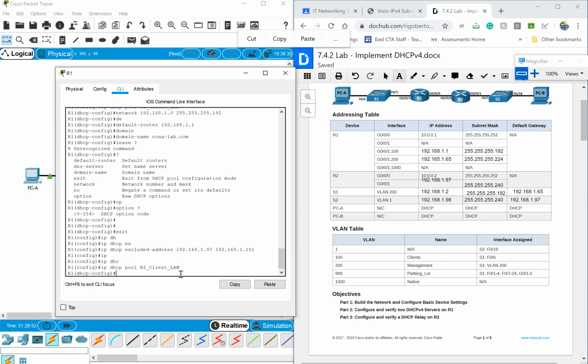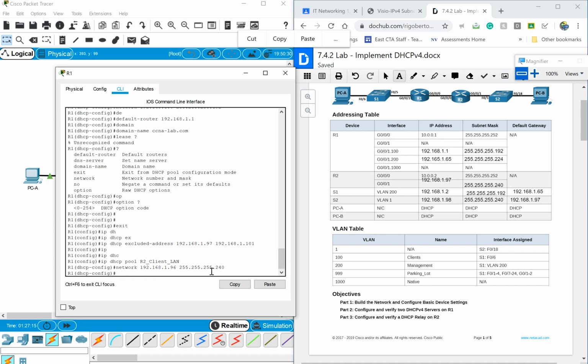Next, what are we going to tell it? Well, we're going to get all the information that we need. The network is 192.168.1.96. That's the network address, 1.96. 255.255.255. What is my subnet mask? 240. Enter.